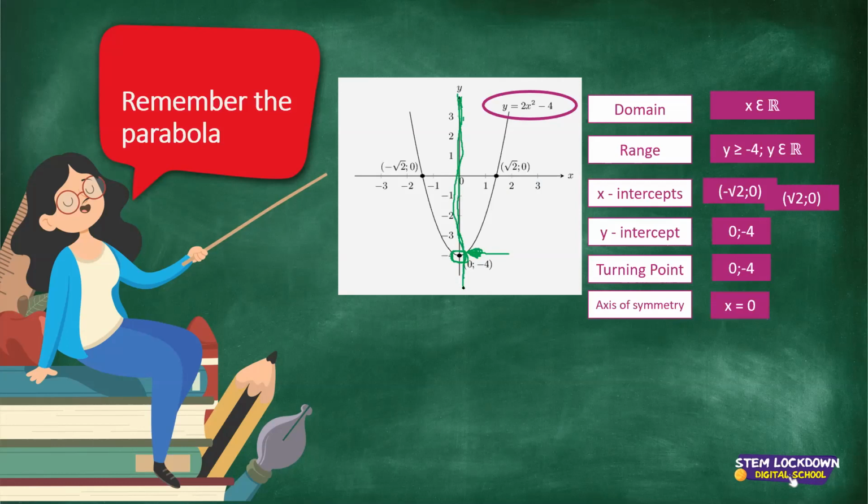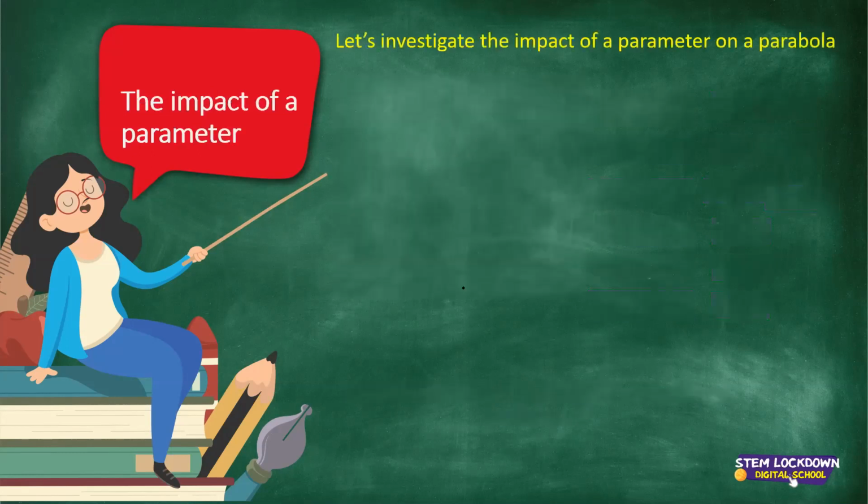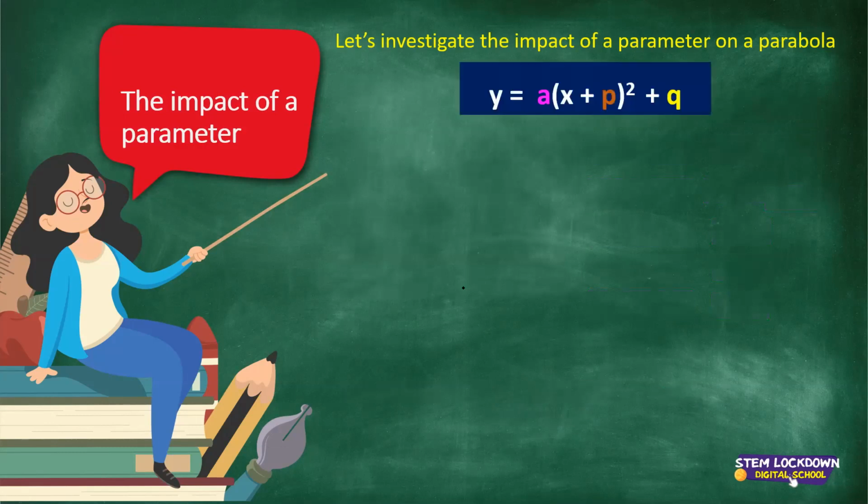This is what we've learned so far today, this year and last year. So now we're going to add the impact of a parameter. What happens to the graph when we have a parameter? What becomes our domain, our range, and our intercept when we have a parameter? So here we're going to investigate the impact of a parameter on a parabola. Here is what the equation for a parabola with a parameter looks like.